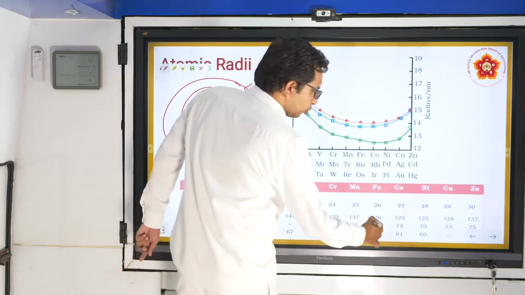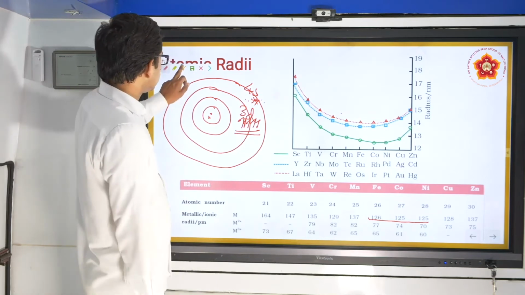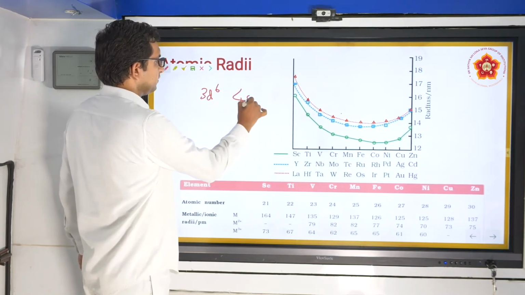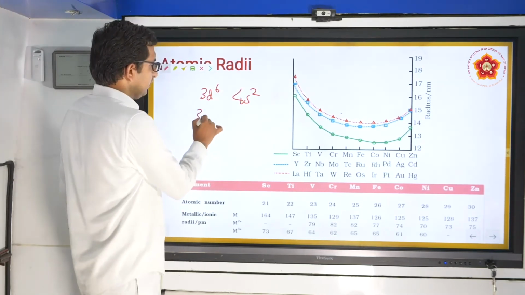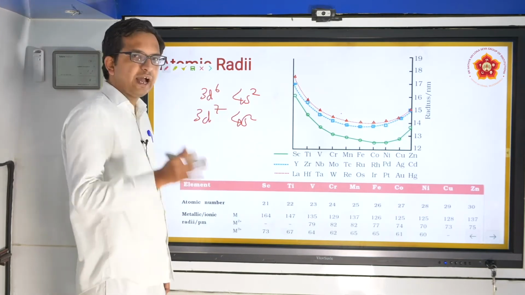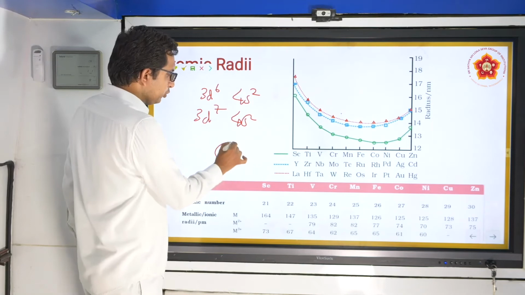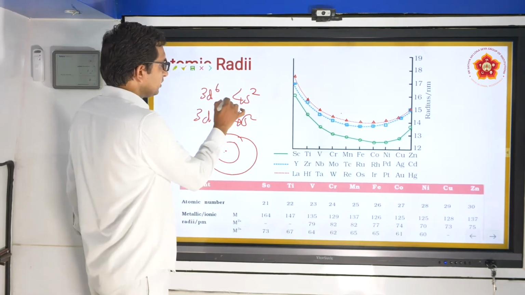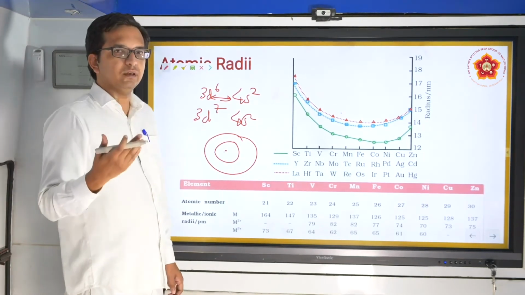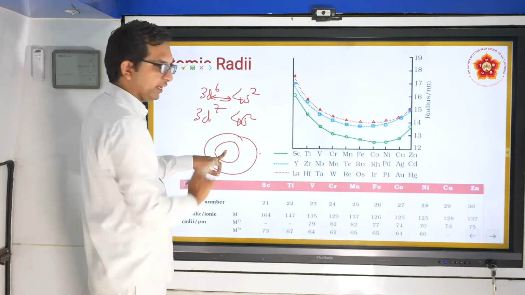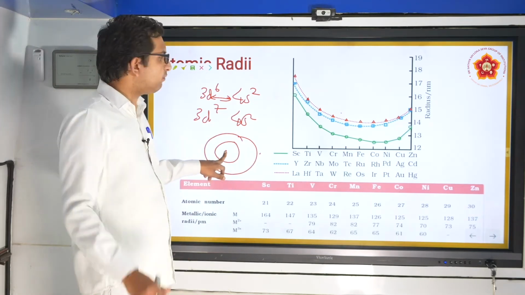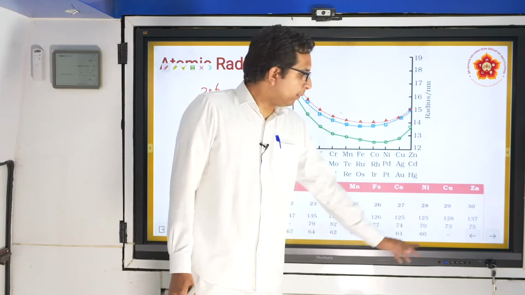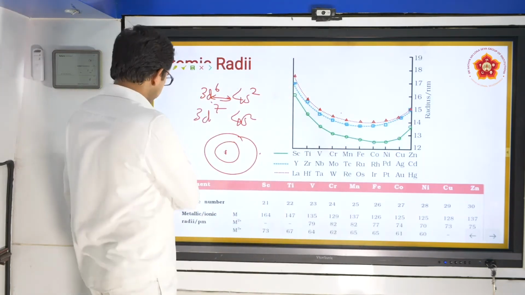But then why is it quite constant afterwards? This constancy can be explained by the fact that as the number of electrons increases, say 3d6 4s2 for iron, 3d7 4s2 for cobalt, attraction between nucleus and electrons is there, no doubt, but repulsion between the 3d and 4s is also increasing. So the force of attraction between nucleus and electron is almost becoming equivalent to the repulsion between 3d and 4s, and that is why constancy is maintained.